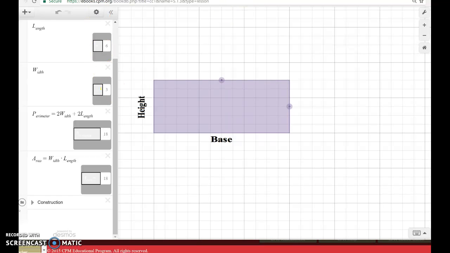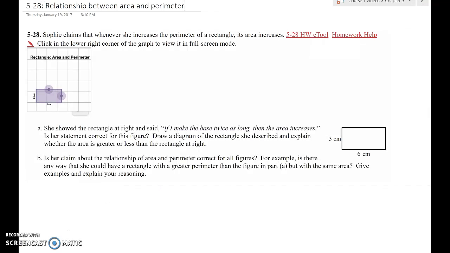Where was I? Oh yeah, losing my mind, folks. So Sophie showed the rectangle at right and said, if I make the base twice as long, then the area increases. Is her statement correct for the figure? Draw a diagram and explain whether the area is greater or less than the rectangle at the right. It's bigger. We're going to have more squares that fit in here.